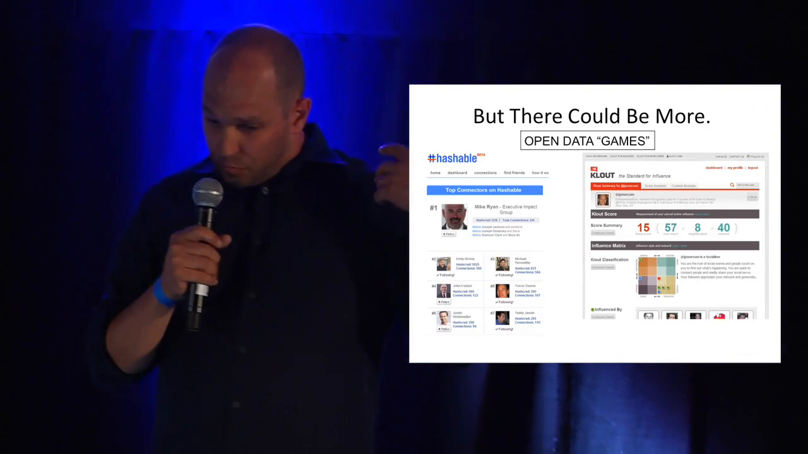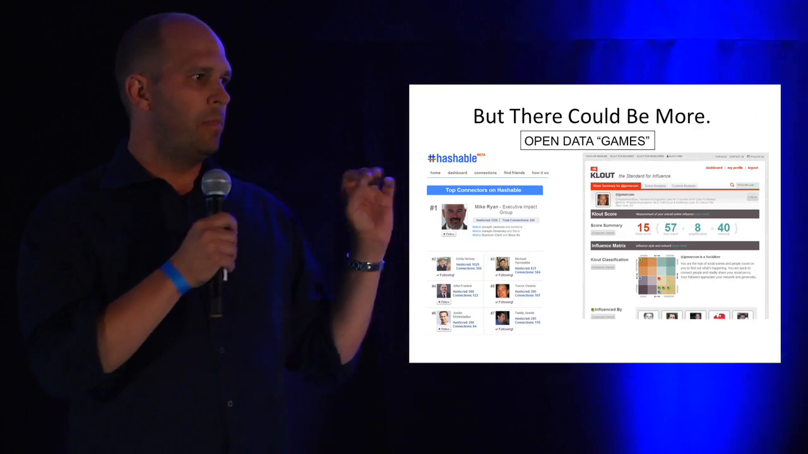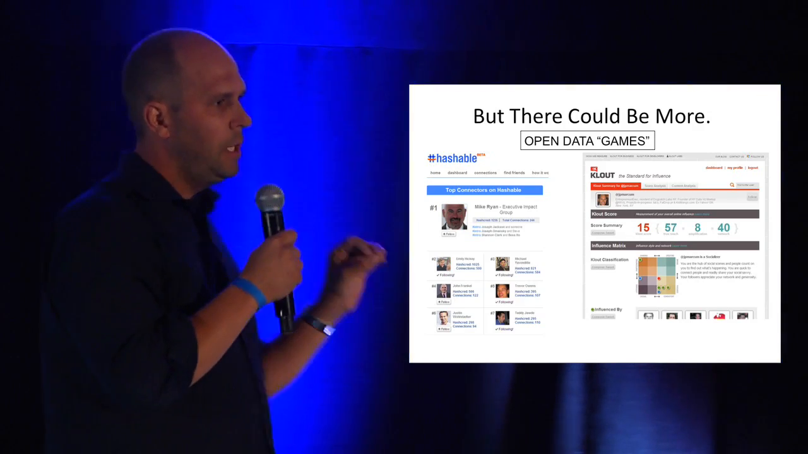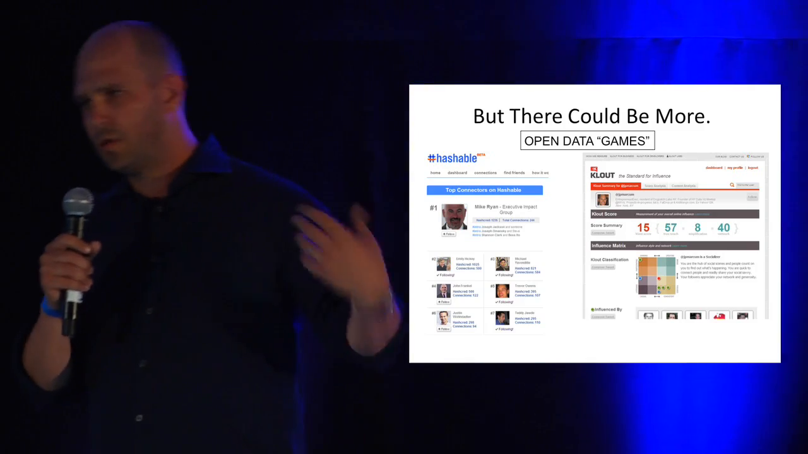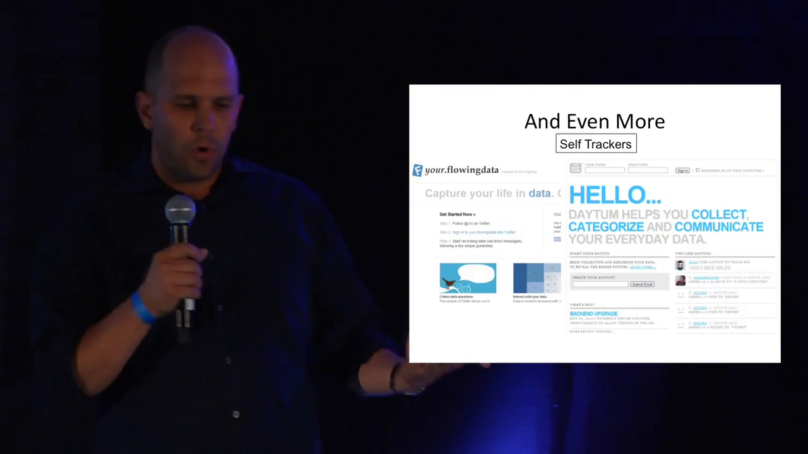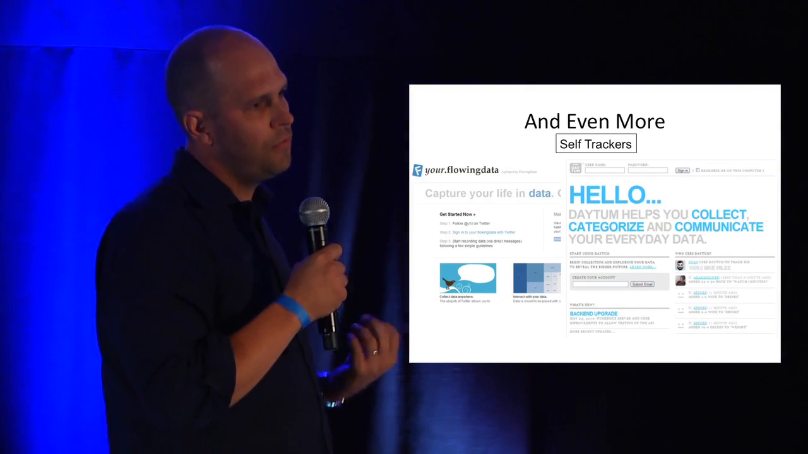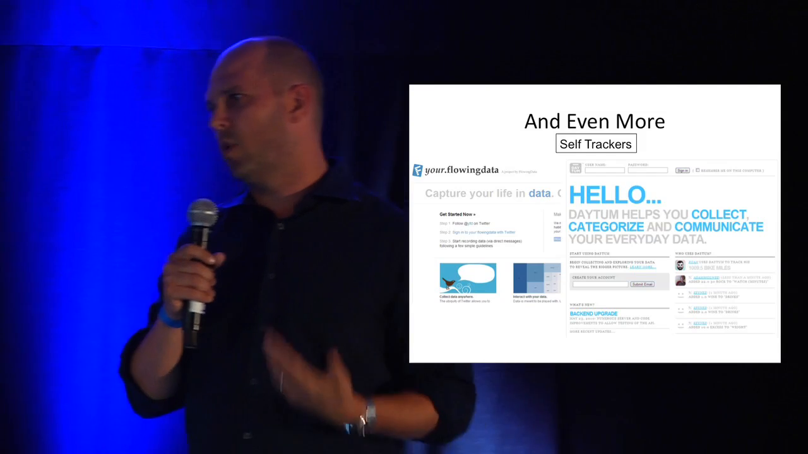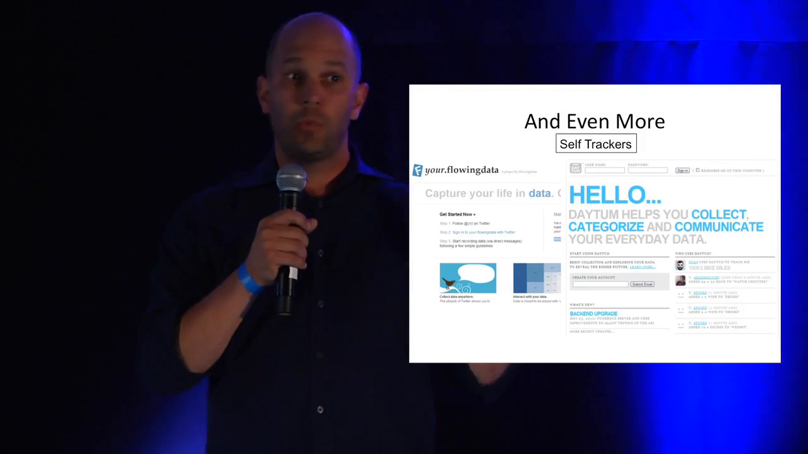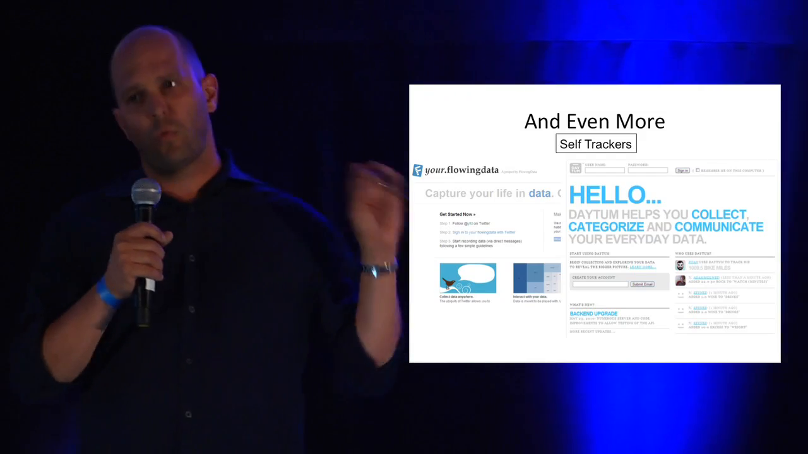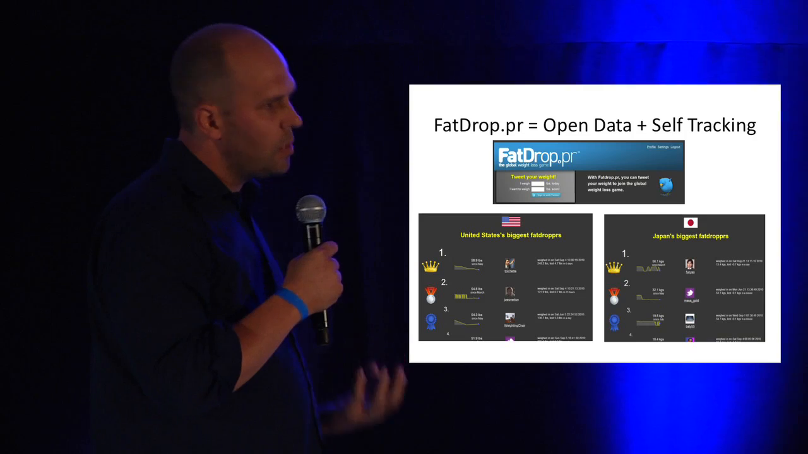And it's possible that we could build even more experiences. We're seeing right now people starting to play with open data, building gaming experiences. Hashable's doing it and Klout's doing it with connectivity and social influence. But there could be so much more than that. There's a huge growing collection of data trackers, pioneering work being done by Datum, of course, but also Your.flowingdata and Tweet What You Eat, which are actually using Twitter as a writing mechanism, not just as a reading mechanism. And that allows us to build all sorts of new experiences.